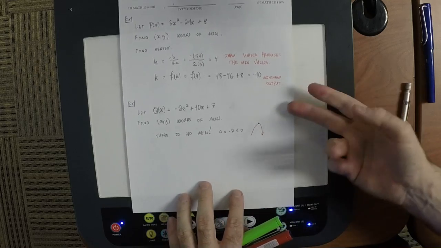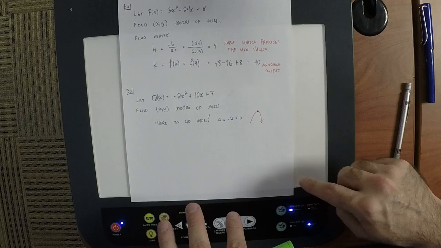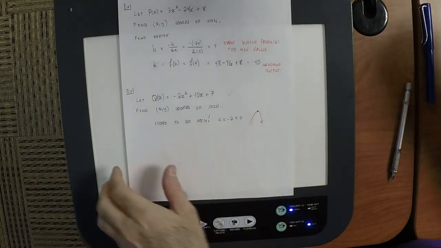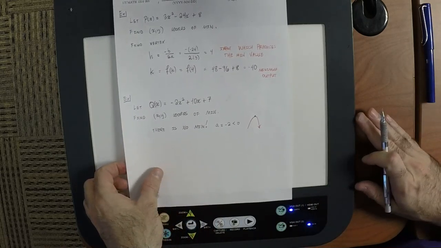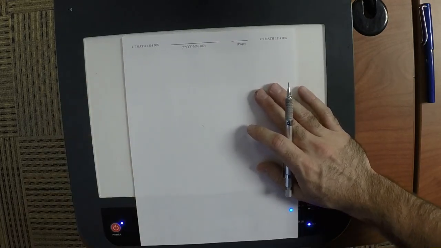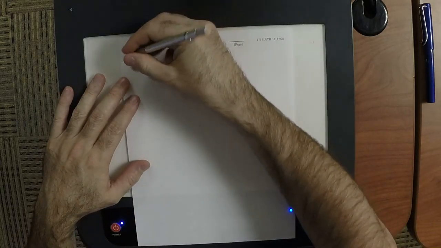Okay, but can you agree now that I could, I'm not going to, but I could now say, okay, let's find the maximum, and then we could do it, and the maximum would occur at the vertex. Okay, good. Any questions about this? Okay. What about this one?